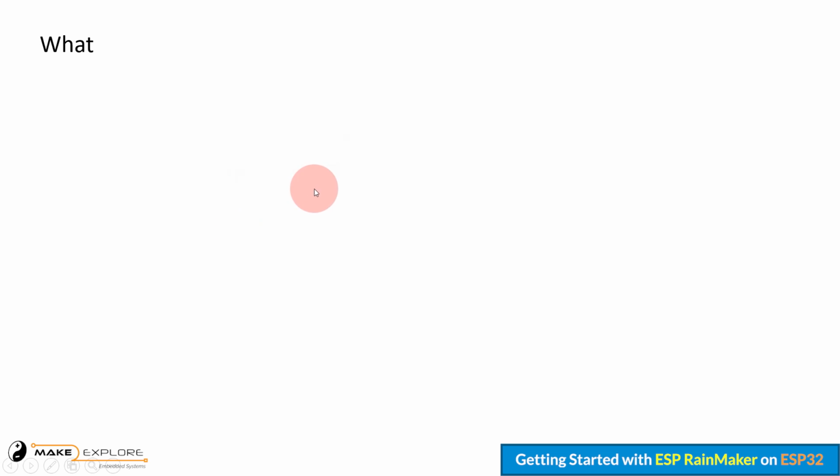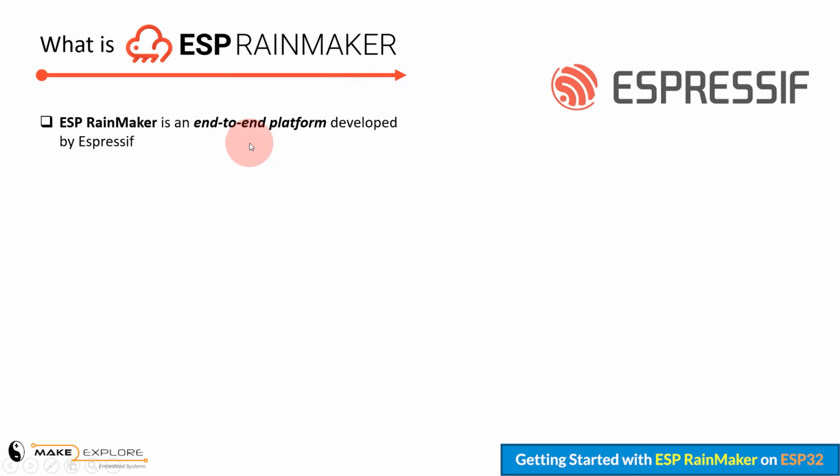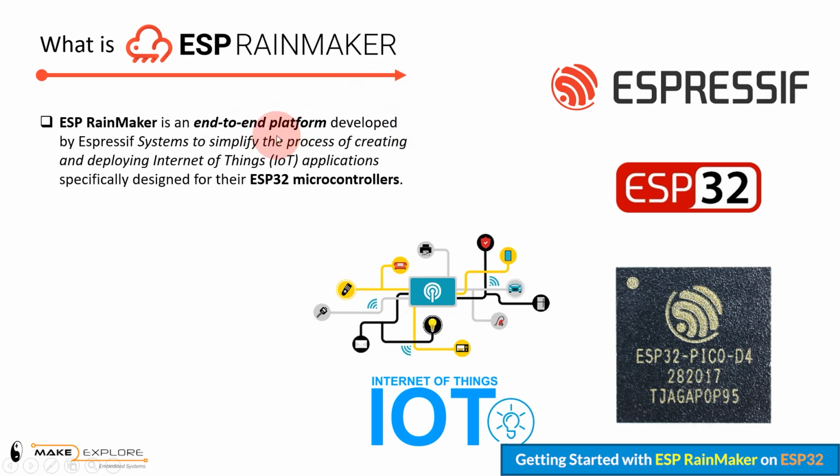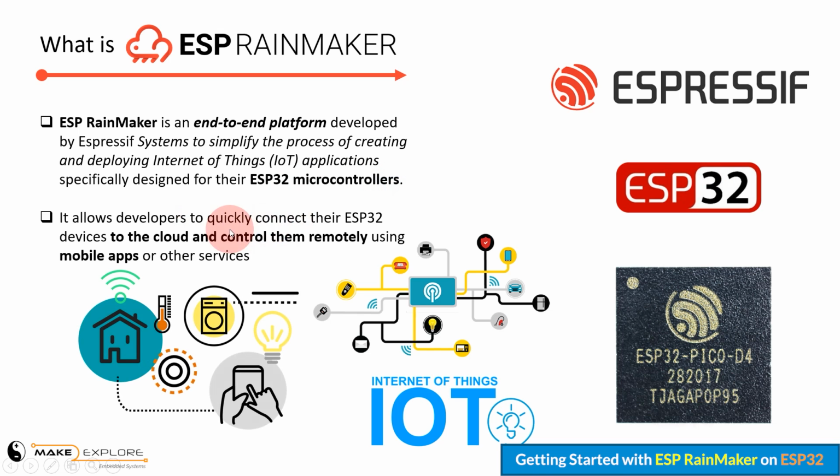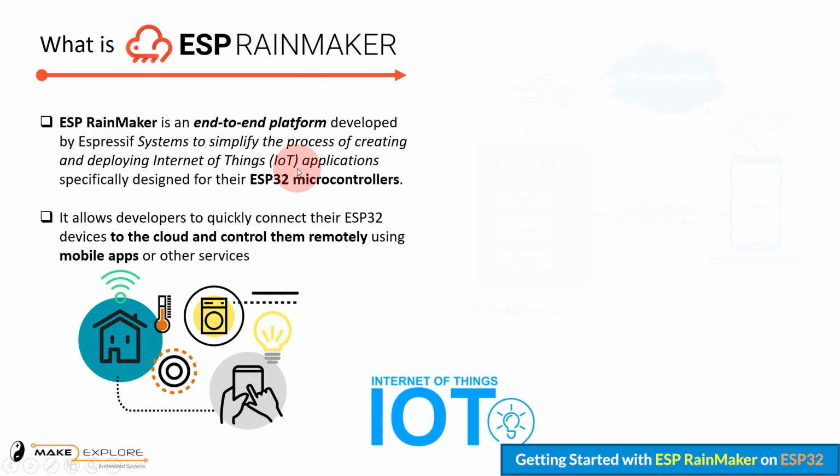So, what is ESP Rainmaker? ESP Rainmaker is an end-to-end platform developed by Espressif Systems to simplify the process of creating and deploying Internet of Things, IoT, applications specifically designed for their ESP32 microcontrollers. It allows developers to quickly connect their ESP32 devices to the cloud and control them remotely using mobile apps or other services. So, in a nutshell, ESP Rainmaker is a platform to develop IoT applications.